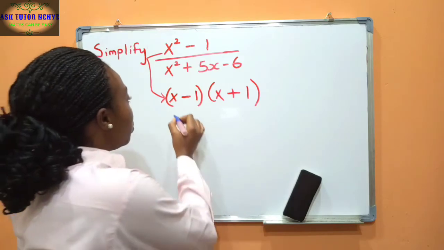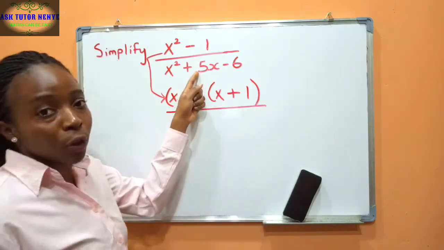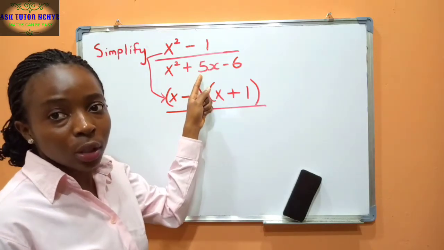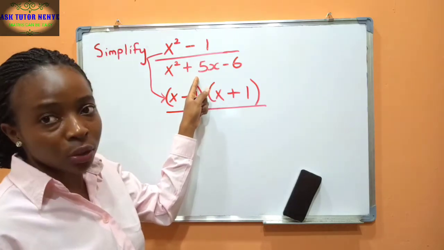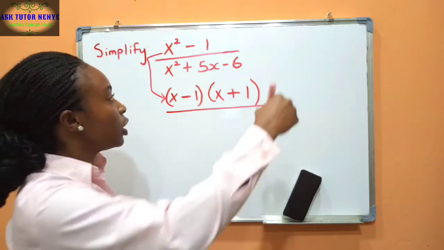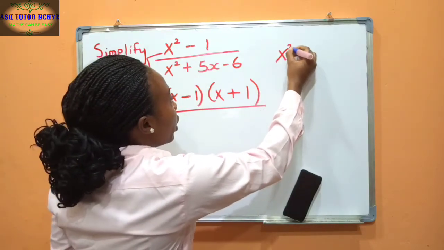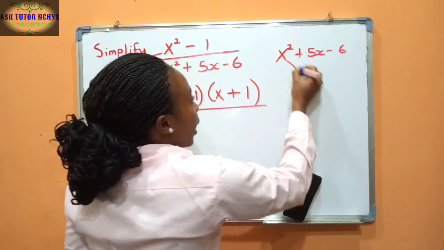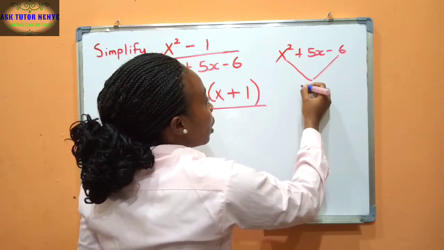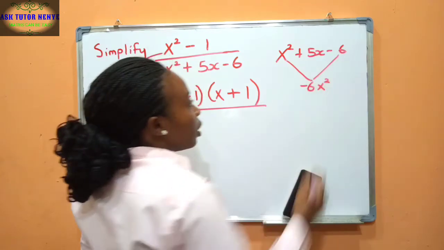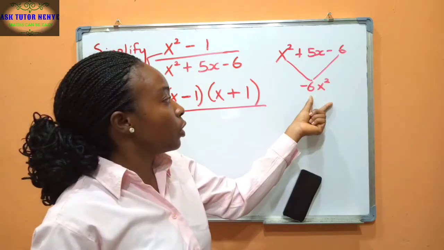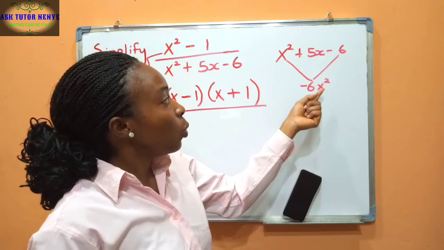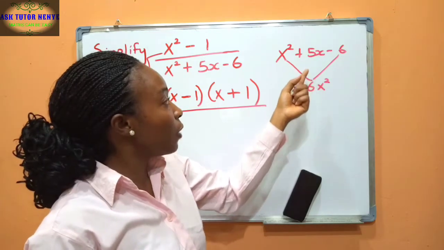So the next thing we do is to solve for the denominator. In solving for the denominator, we can use the factorization method to find its value. So let's do that. We are going to have x squared plus 5x minus 6. Now, x squared times minus 6 gives us minus 6x squared. Now, you're going to ask yourself, what are the possible factors that when you multiply them, you get minus 6x squared, but when you add them, you get plus 5x.